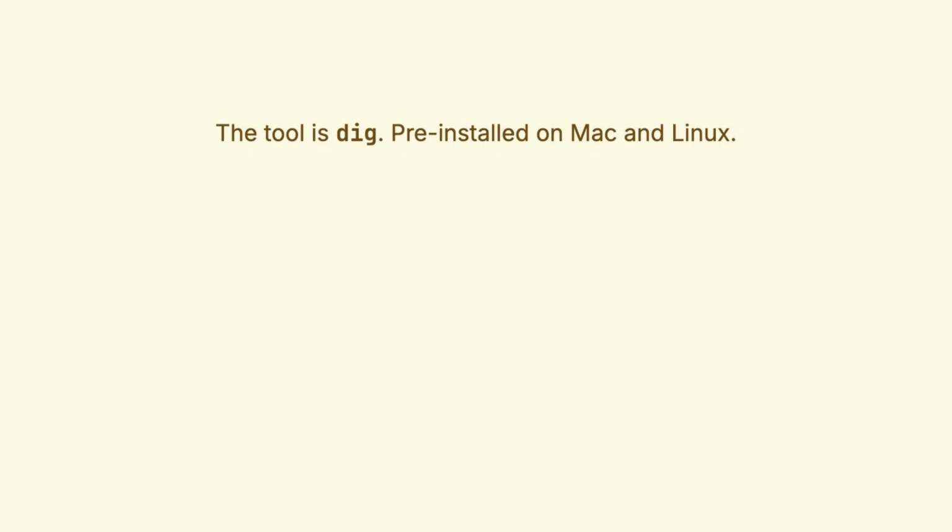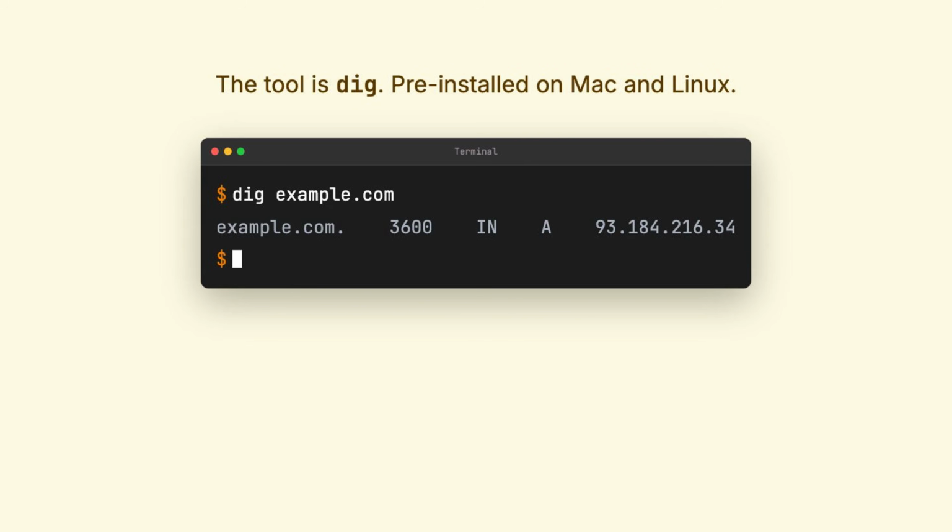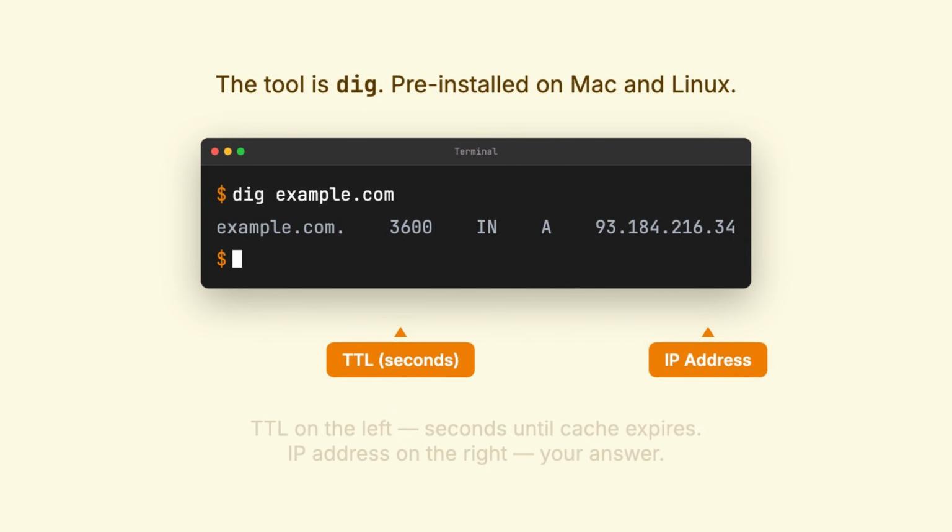The tool is Dig, pre-installed on Mac and Linux. On Windows, you can use NSLookup or install Dig through WSL. Number on the left is the TTL, seconds until this cached answer expires. On the right, your answer, the IP address. This is how you verify your change actually saved.